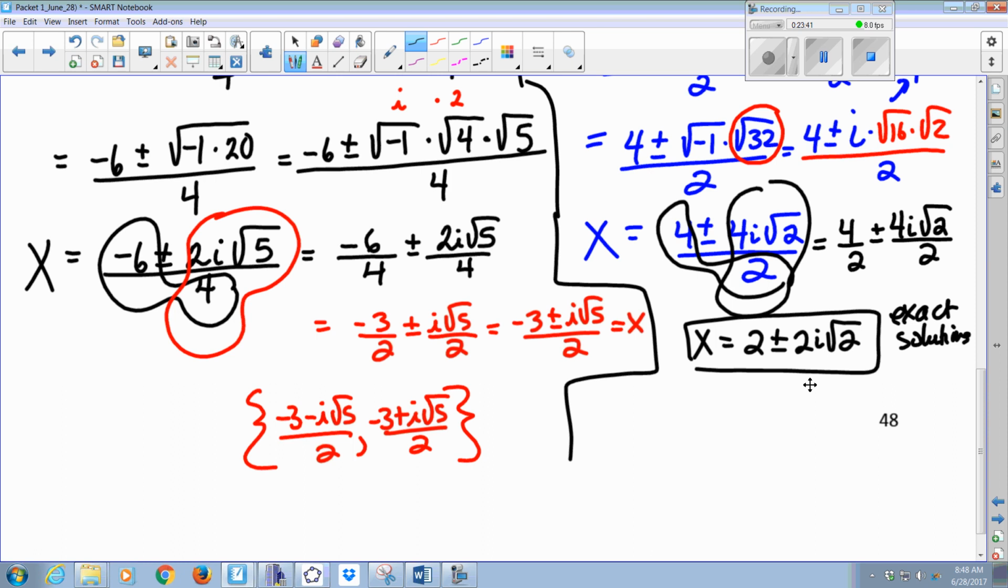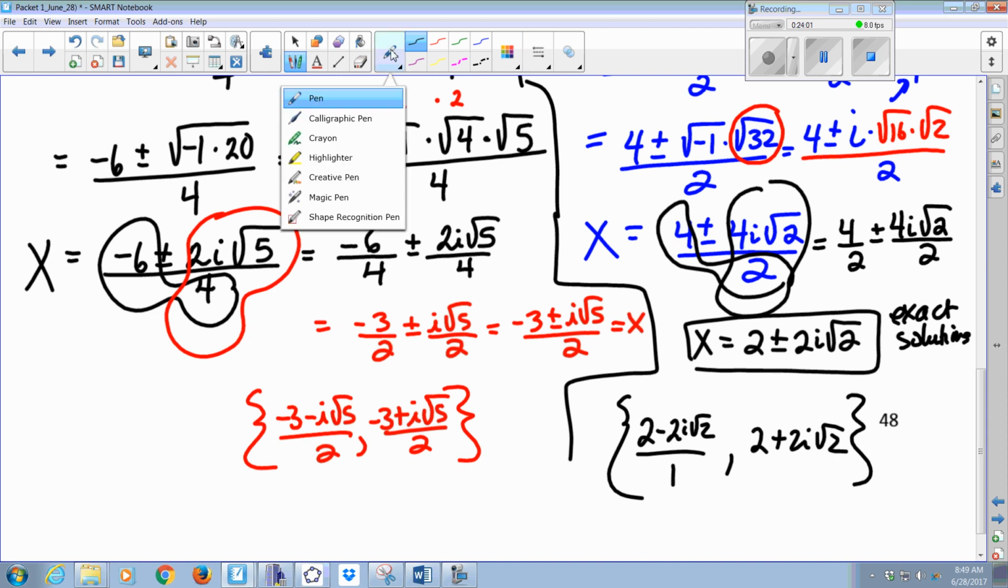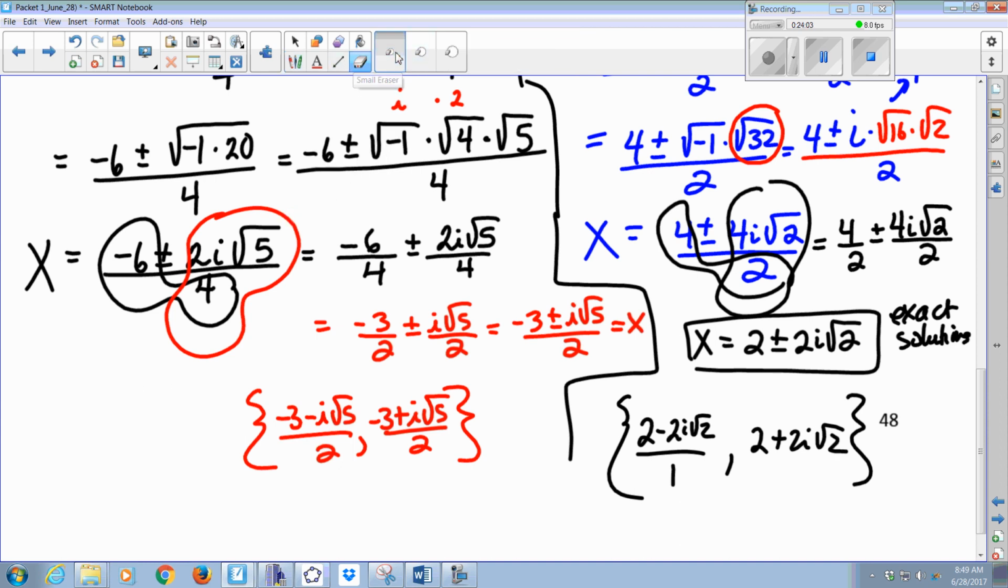You leave it just like this. Okay, so if you were writing this as a solution set, it would look like this: 2 take away 2i square roots of 2 all over 1, if you want, or you can leave the denominator of 1 out, and 2 plus 2i square roots of 2. In fact, we don't really need that denominator of 1. I think I put it like that in the answer key, but let's just keep it like that for now.